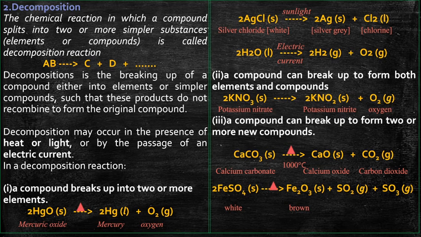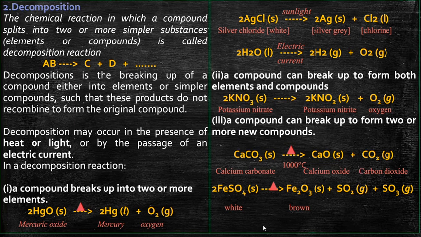Okay. Further example, where a compound can break up to form two or more new compounds. So one compound decomposes to produce two or more new compounds. Example, we are taking calcium carbonate, which undergoes heating. The temperature we are maintaining is 1000 degrees Celsius. On doing so, it produces two compounds. One compound is calcium oxide, CaO, and the other compound is carbon dioxide. So this is how these decomposition reactions occur.